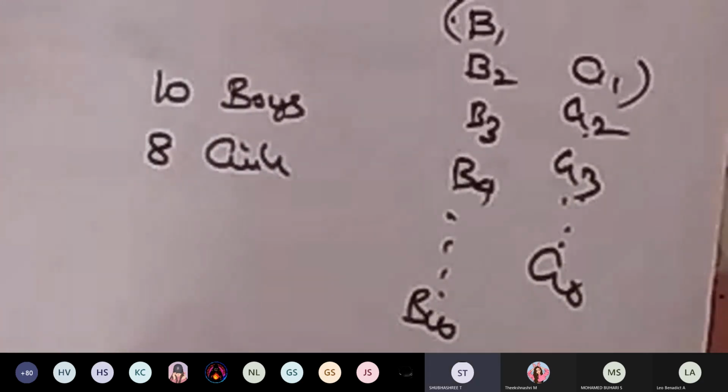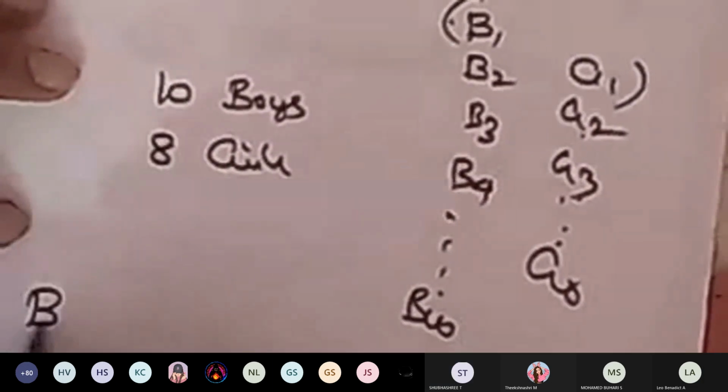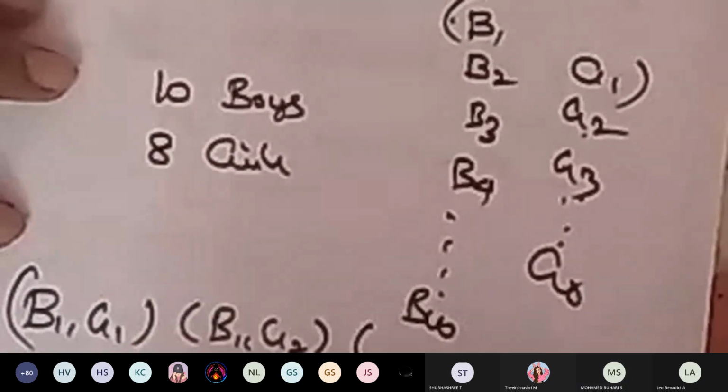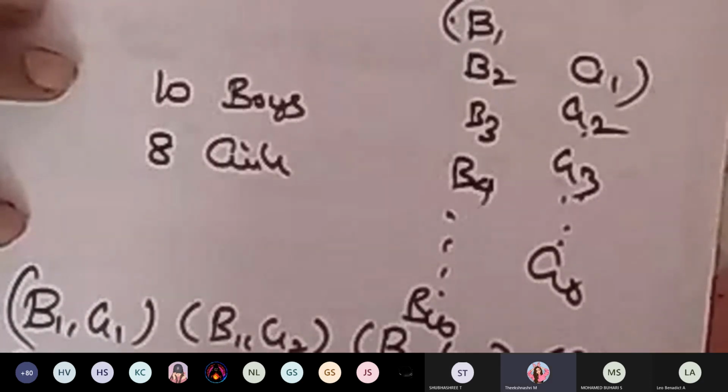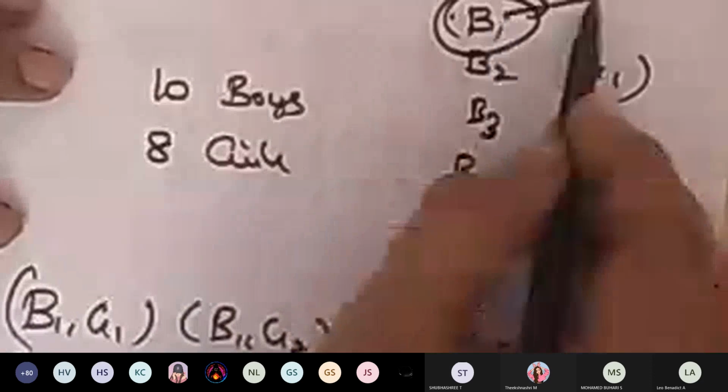Eight, sir. How come 8? See, with boy 1 alone there are 8 combinations. Boy 1 can be paired with girl 1, with girl 2, with girl 3, with girl 4, with the fifth girl, with girl 6, with girl 7. Only with the first boy, how many combinations are possible? With one boy, there are 8 combinations possible.